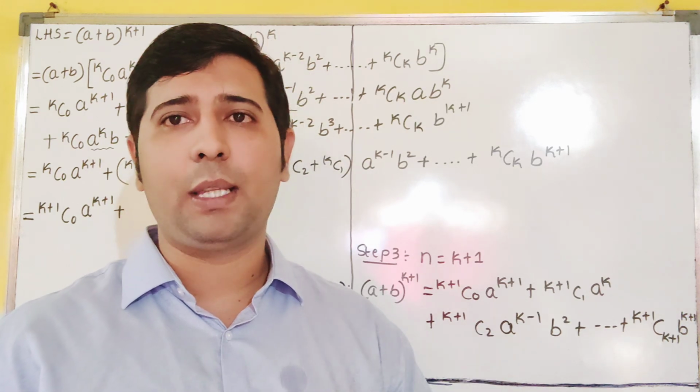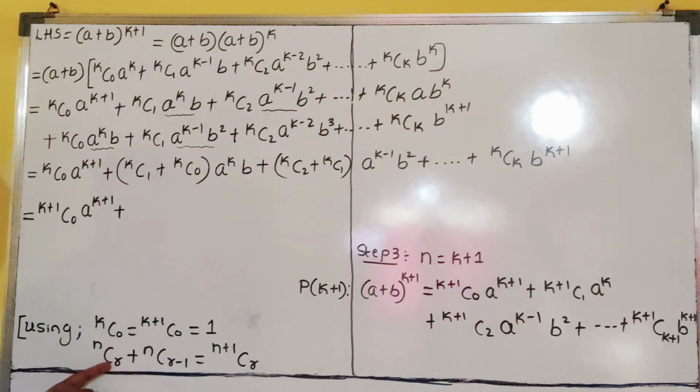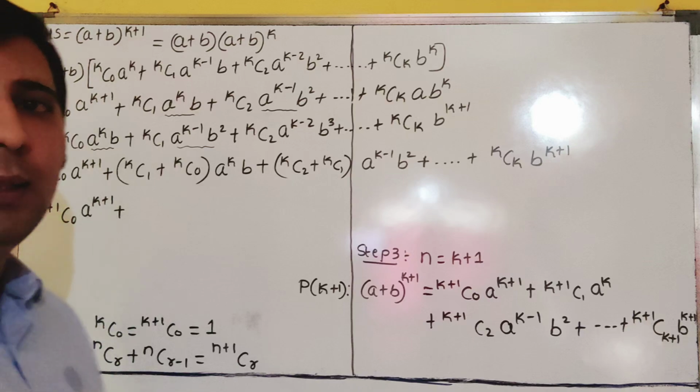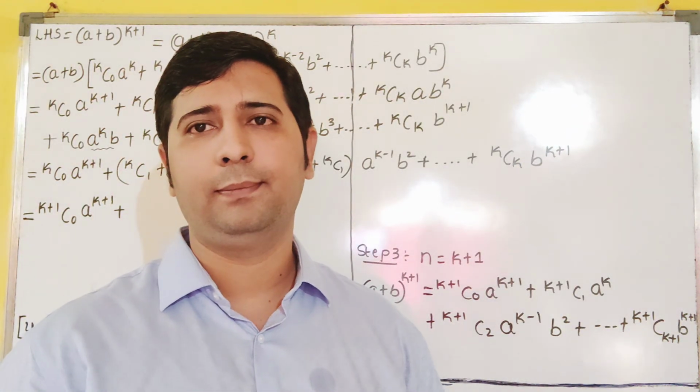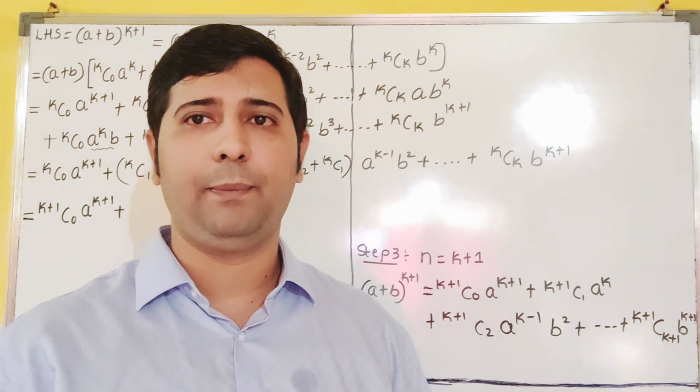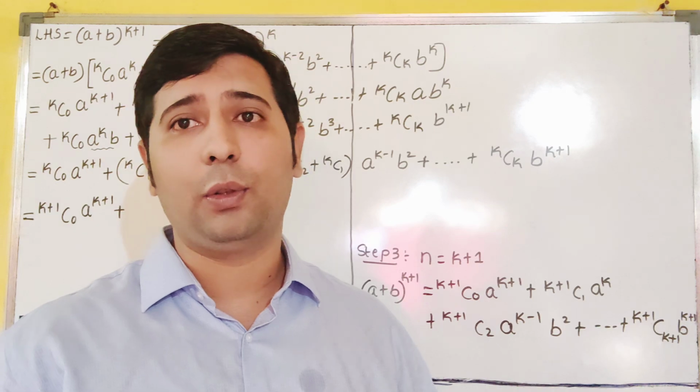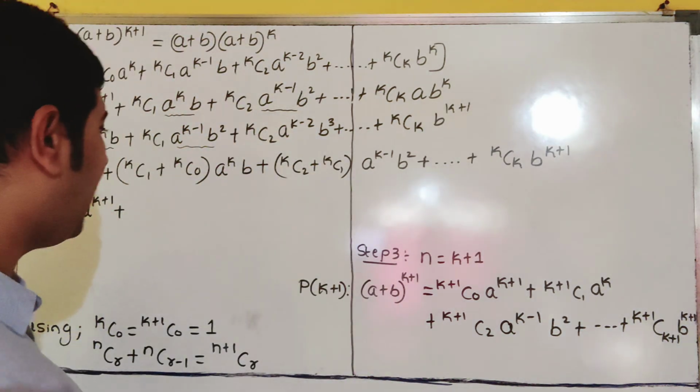If you want, you can put the numbers. N is equal to 3, R is equal to 2. You will get the same answer on both sides, 100%. If you want, I can prove this also, so one example I will show.